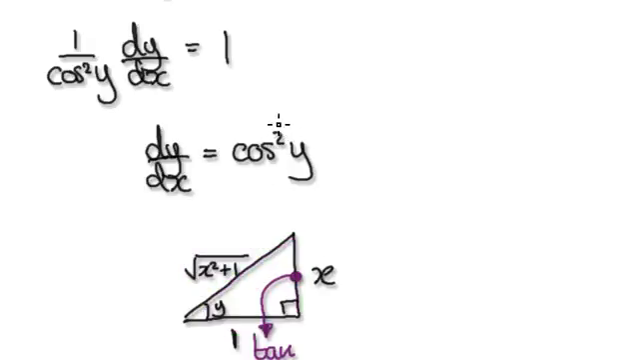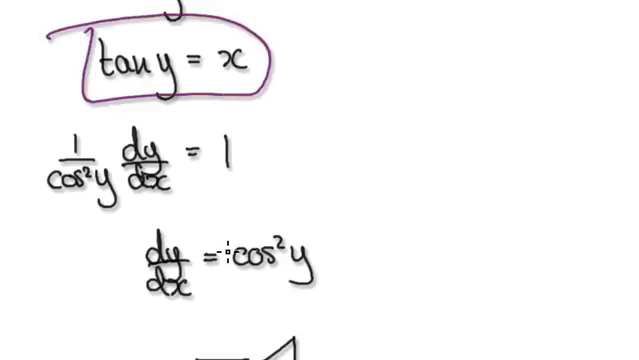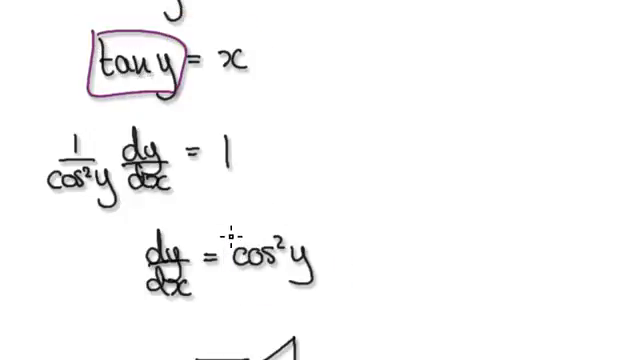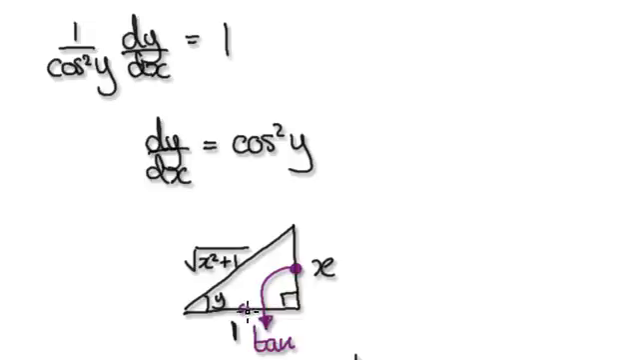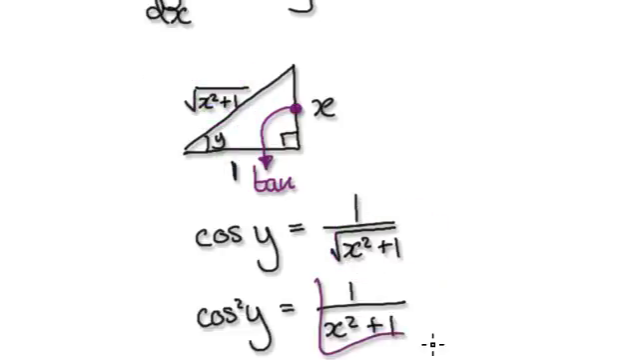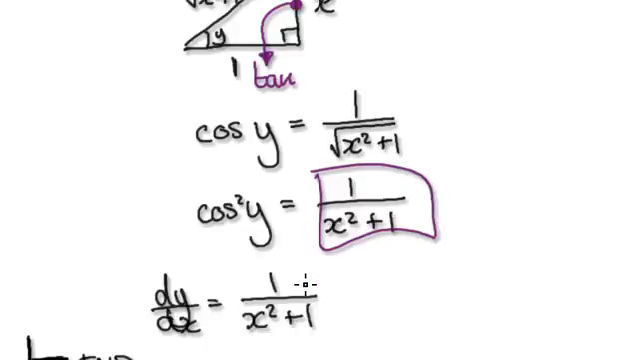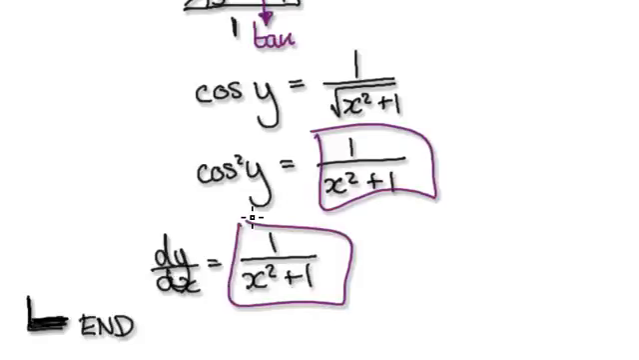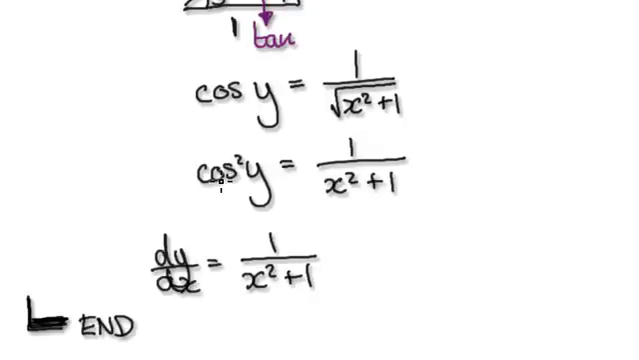Remember, we were here, and then we wanted to translate this cos of y. At the moment we've got tan of y, and we're going to try and translate cos squared of y. So cos would be this thing here, which would be 1 over the square root of this. So cos of y equals this thing here, and therefore cos squared of y equals this thing here. Overall, dy by dx equals this thing here. Okay, so now we know how to differentiate the inverse tan of x.